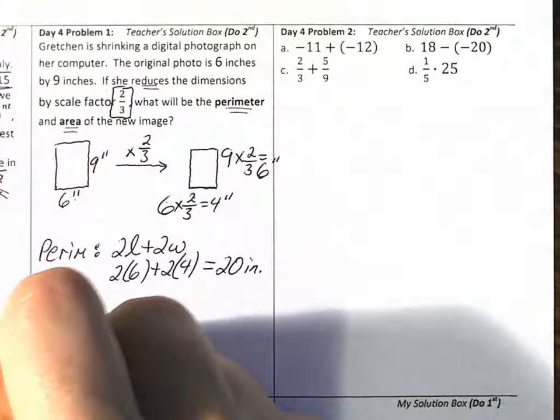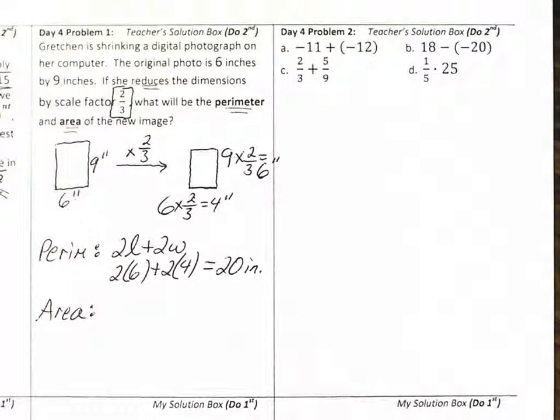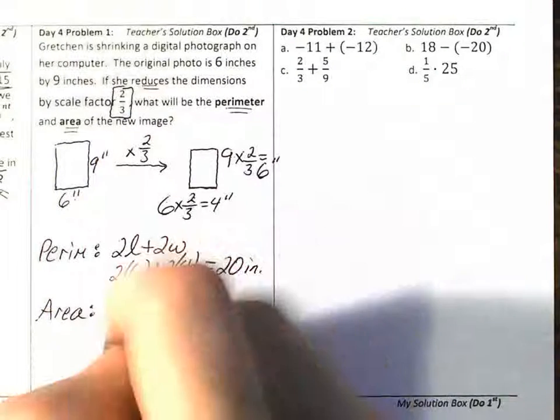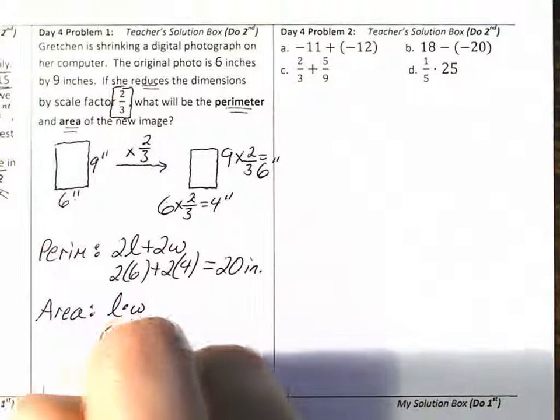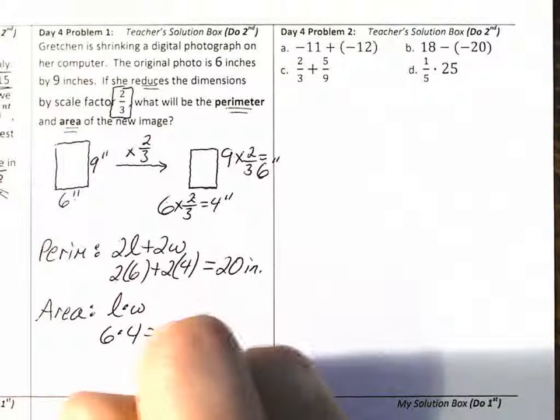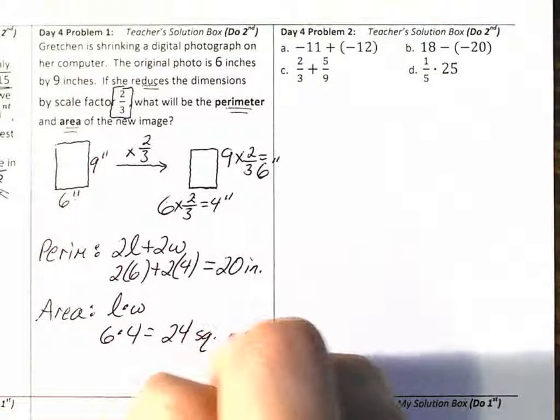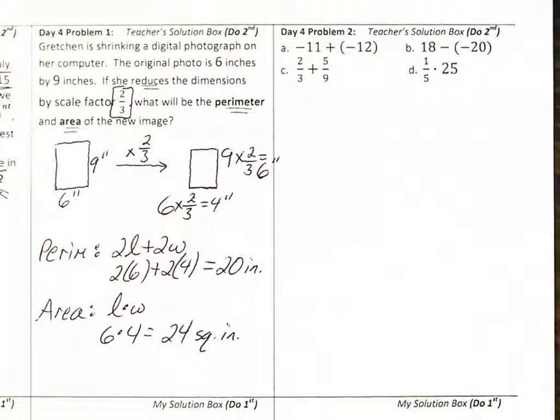Now area. To find area of a rectangle, length times width. So 6 times 4, that's 24 square inches.